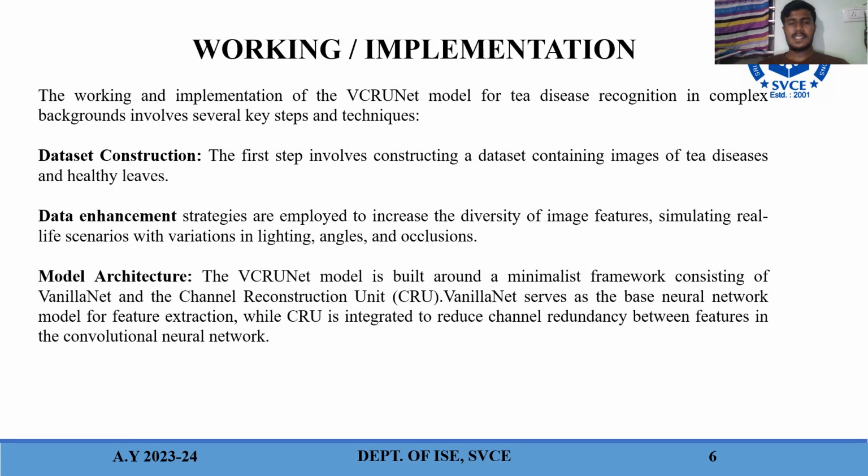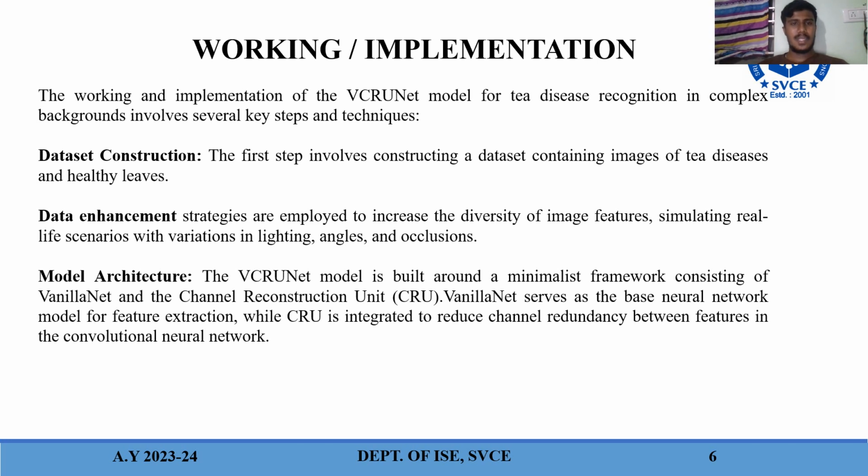So the next one is working and implementation. The working and implementation of the VCRUNet model for tea disease recognition in complex backgrounds involves several key steps and techniques. So the first step is dataset construction, which involves constructing a dataset containing images of tea diseases and also healthy leaves. And the next step is data enhancement, where strategies are employed to increase the diversity of image features and simulate real-life scenarios with variations in lighting, angles and occlusions.